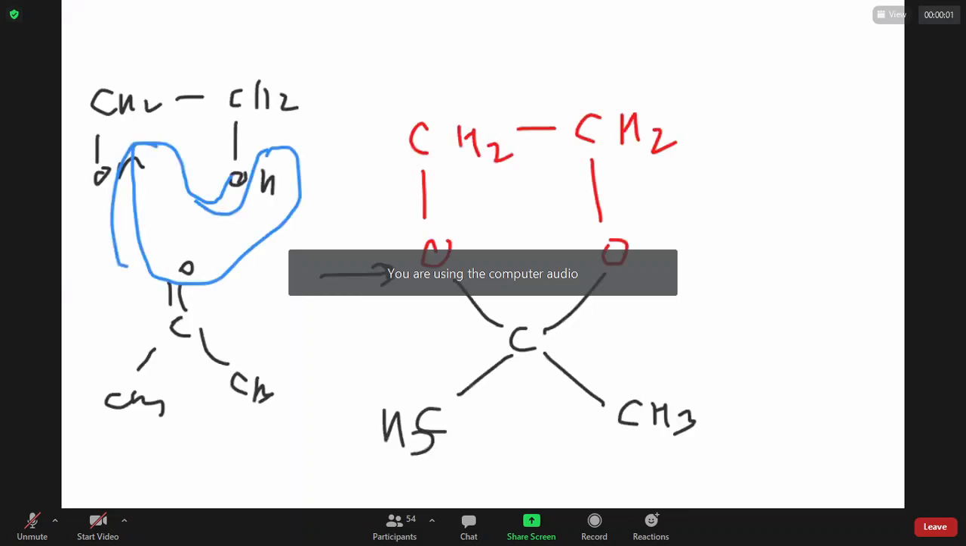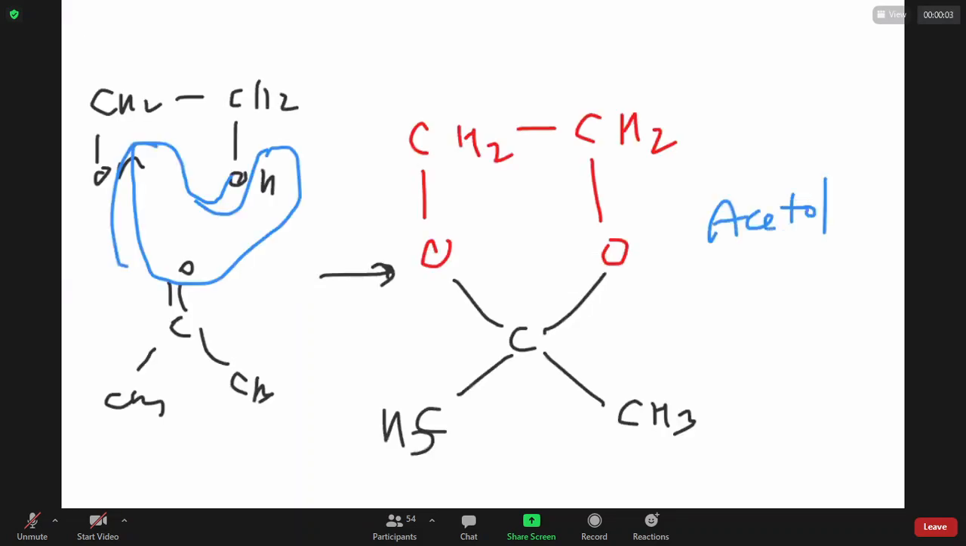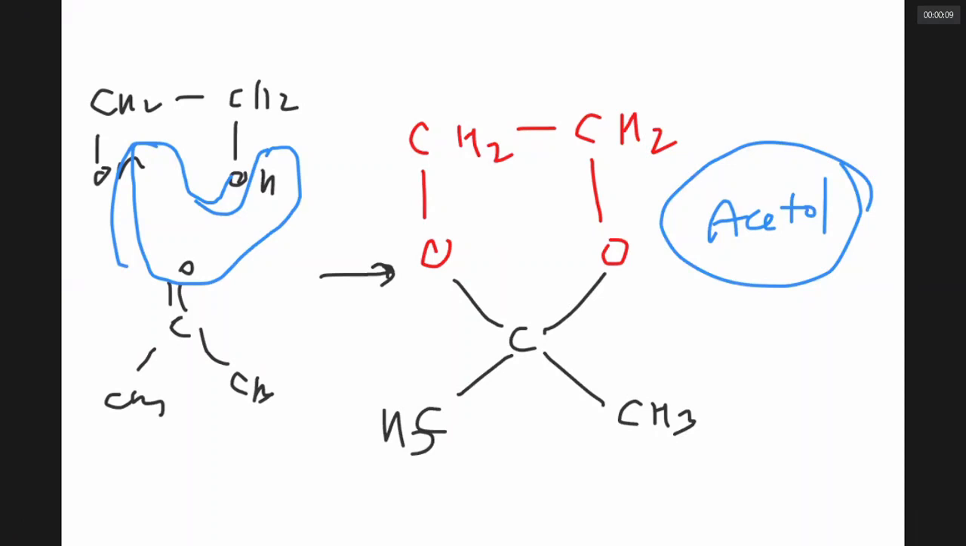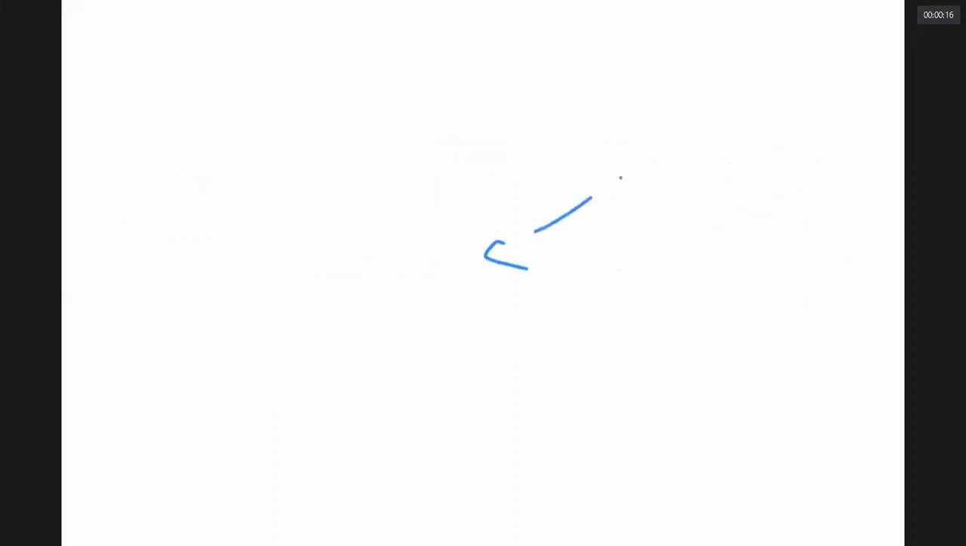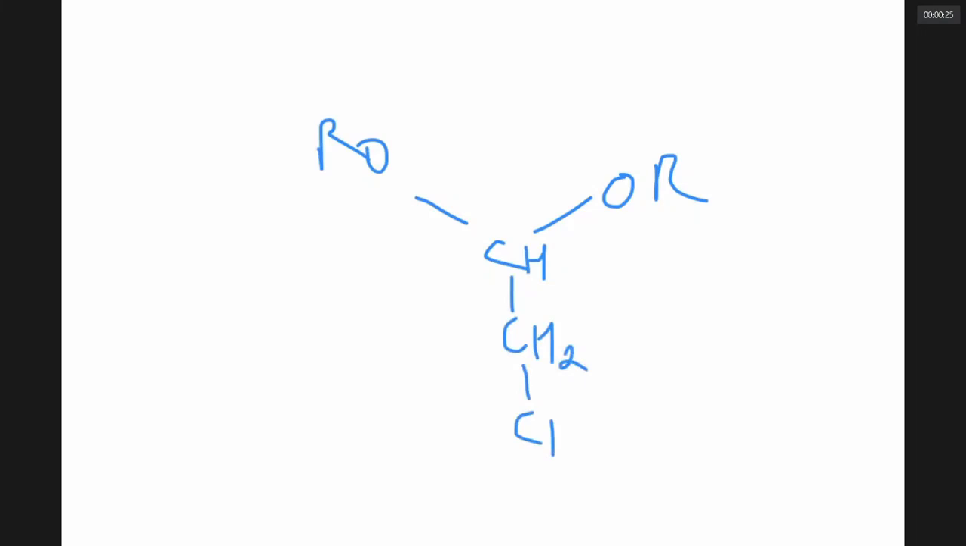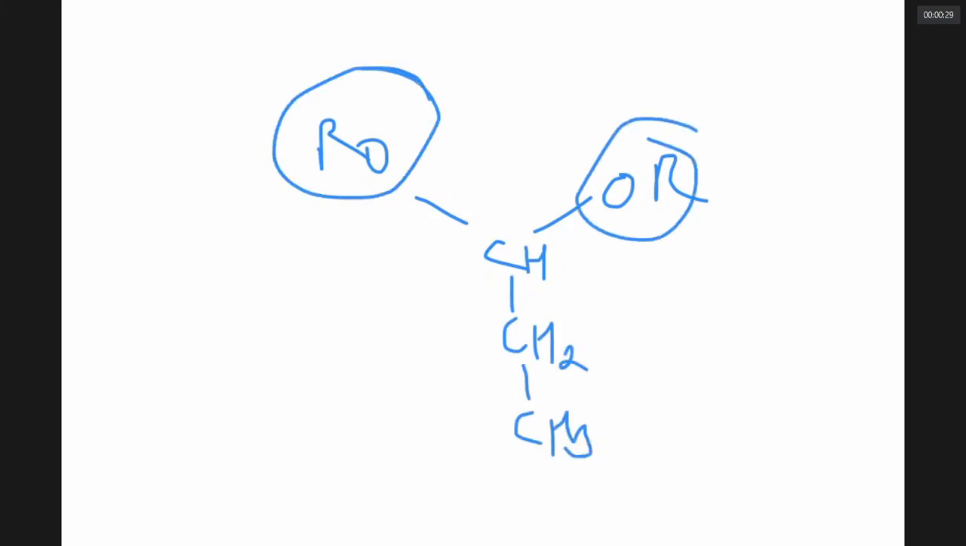As acetal. What is the name of it, sir? Acetal. Acetal is a compound which has two ether groups linked to the same carbon. Acetals have two OR groups linked to the same carbon, something like this. If two OR groups are linked to the same carbon, it is called acetal.